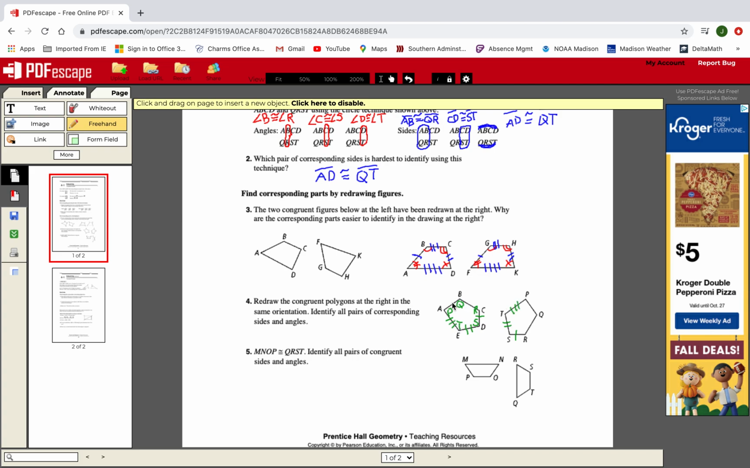Probably should have changed color. And you could do 4 here, or you could do like a squiggle. I'm going to do a squiggle. Okay, and then we got BC. Let's draw an arrow to it, corresponding to QR here. So you can list all of those out.